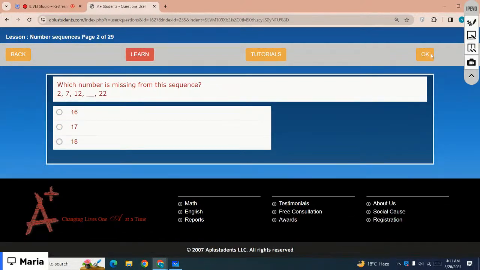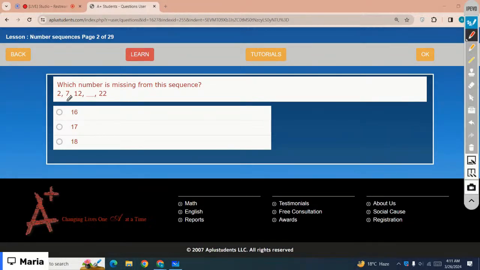The next one is, which number is missing from the sequence? Let's just understand the sequence first, right? The sequence is increasing, right? Because each next number is greater than the previous one. So 7 minus 2 is 5. That means the pattern is increasing. So when you add 12 and 5, 12 plus 5 is 17. Option number 2 is the correct option, right? The correct option is 17.